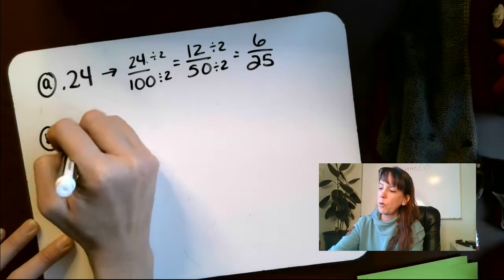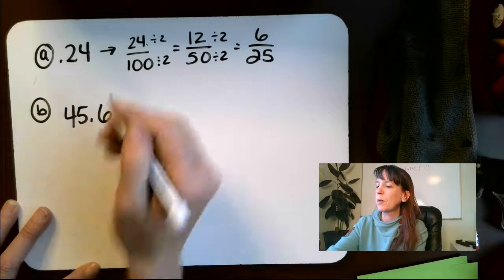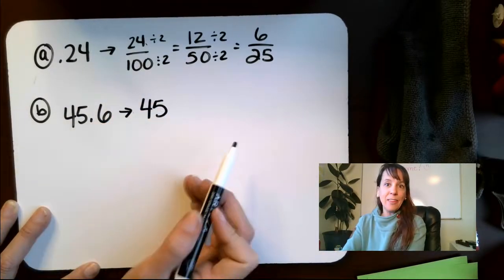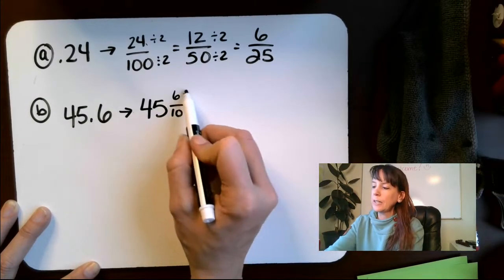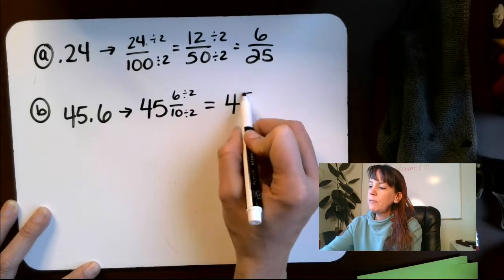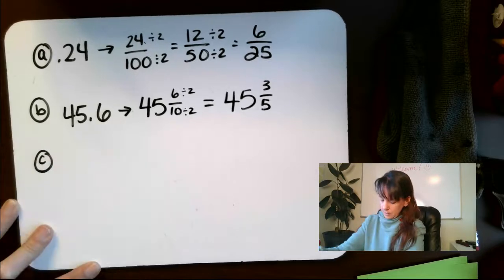For B, we have 45 and 6/10. Well, that whole number, we're not gonna mess around with that. That's 45, and then 6/10 means it's just gonna be 6/10. We've got to reduce these. Both of these are even. So if we divide by 2, I end up with 45 and 3/5. 45 and 3/5. Let's look at C.